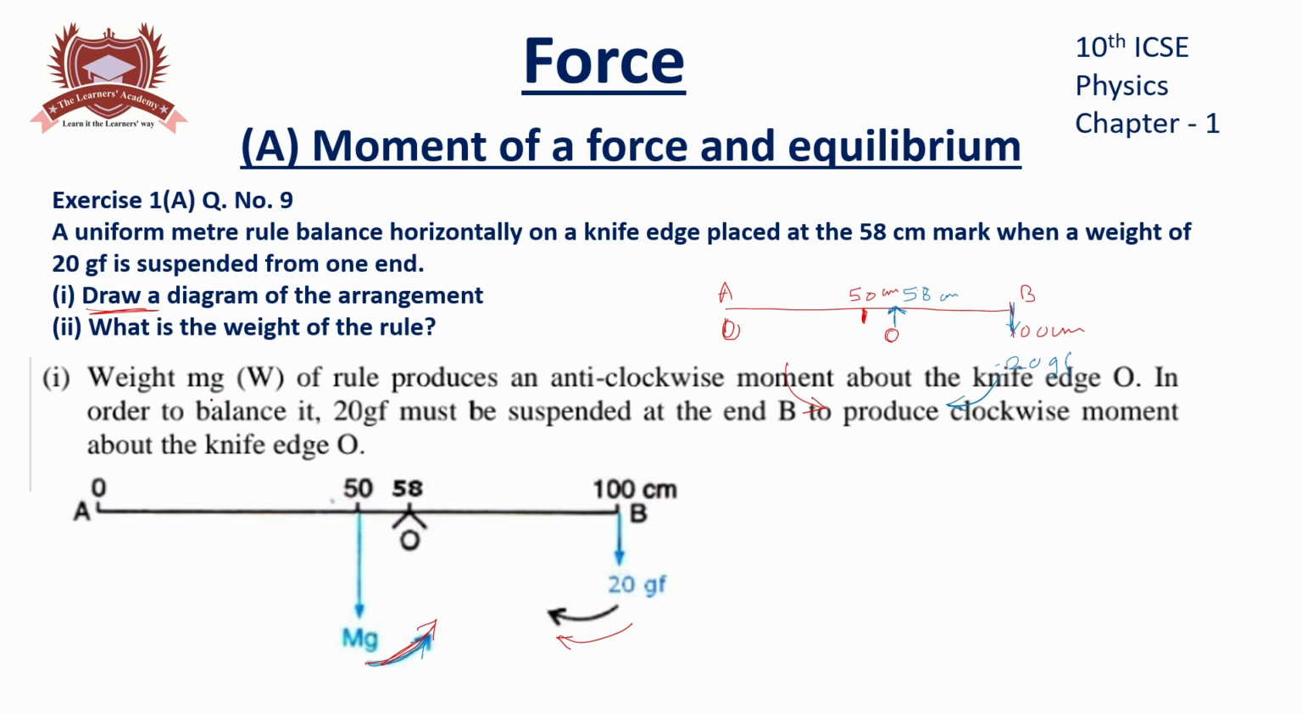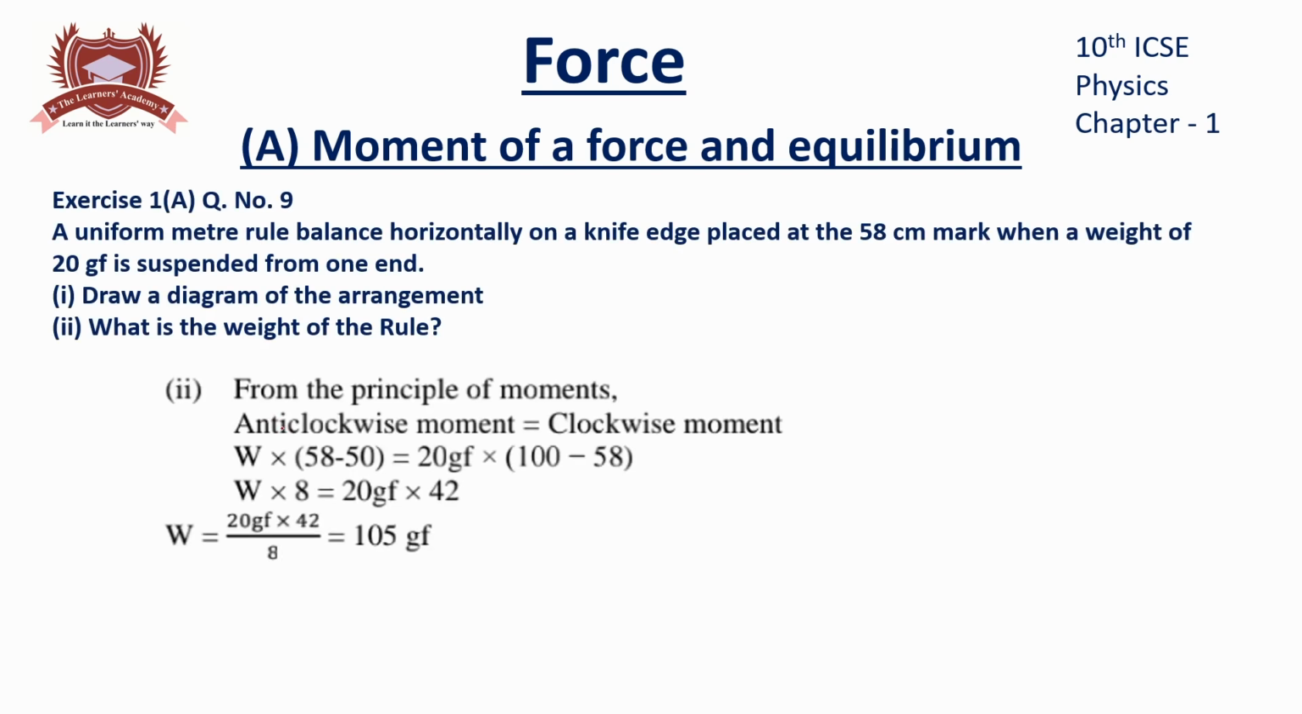Here we are taking the weight of the scale as W. In the next part we have to use the principle of moments, which tells us the anti-clockwise moment is equal to the clockwise moment. So we get W multiplied by 58 minus 50. Why? Let's quickly draw the diagram here again. We have point A here, we have point B here, and we have point O here, which is at 58.